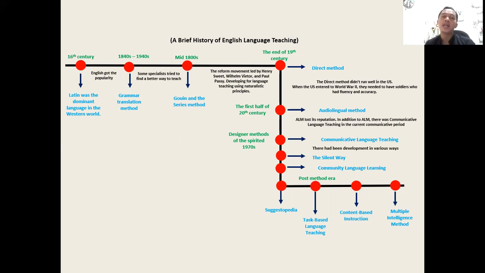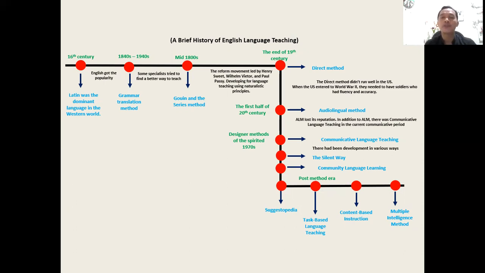In the mid 1800s, the Gouin and the Series method appeared, and then the reform movement led by Henry Sweet, Wilhelm Viëtor and Paul Passy developed language teaching using naturalistic principles, because they believed that learning a language was not only about learning its grammar, but more about communicative function. So that's why we have the direct method.